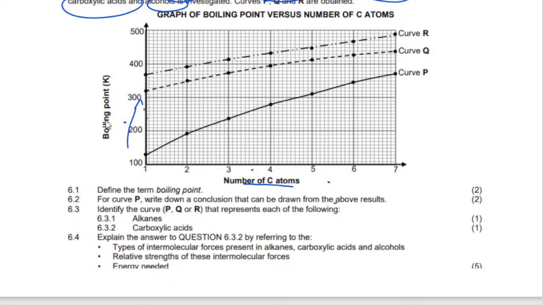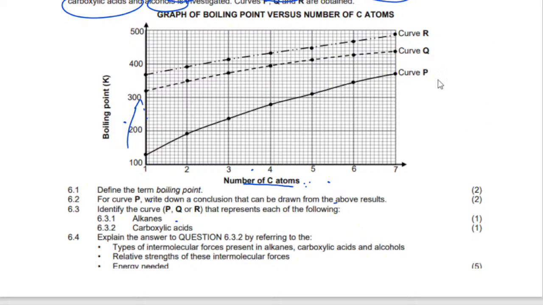Don't say the boiling point increases, leading to an increase in the number of carbon atoms. As the number of carbon atoms, because this is independent and this is dependent, increases, the boiling point also increases.